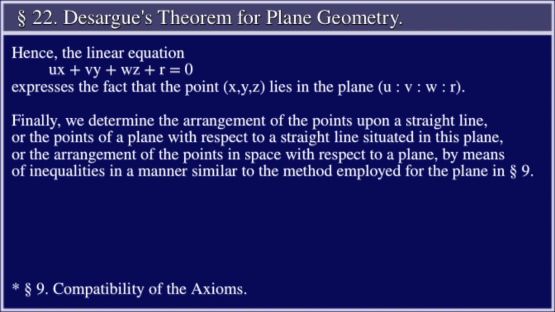Finally, we determine the arrangement of the points upon a straight line, or the points of a plane with respect to a straight line situated in this plane, or the arrangement of the points in space with respect to a plane by means of inequalities in a manner similar to the method employed in the plane in section 9.